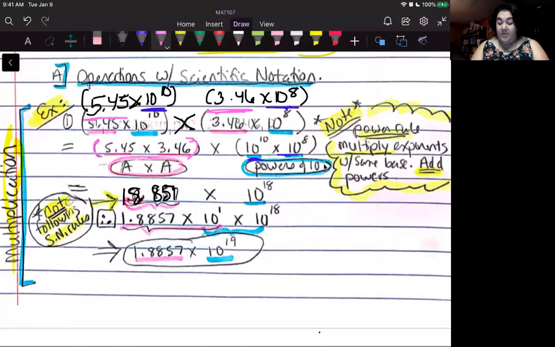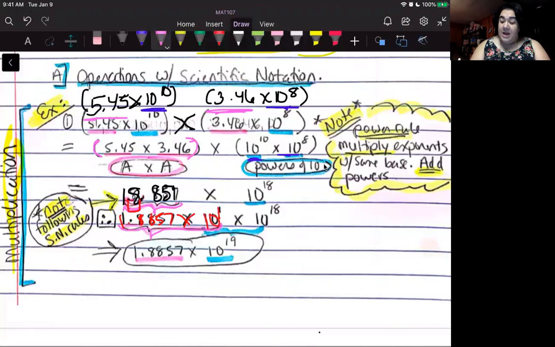The problem is 18.857 does not follow the rules of what an A should be. Remember that the rule for the A is that it must be a value between 1 and 9. So I have to adjust that. I adjust that by following the rules of making the A, which is move your decimal. So if I move my decimal one place over to the left, now I get 1.8857. So it's following the rules, but I moved it over one place. So that means it's times 10 to the 1. So now the A I created when I multiplied is its own little scientific number, right?